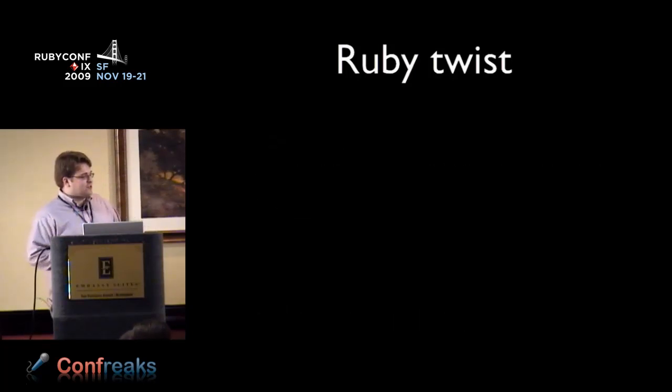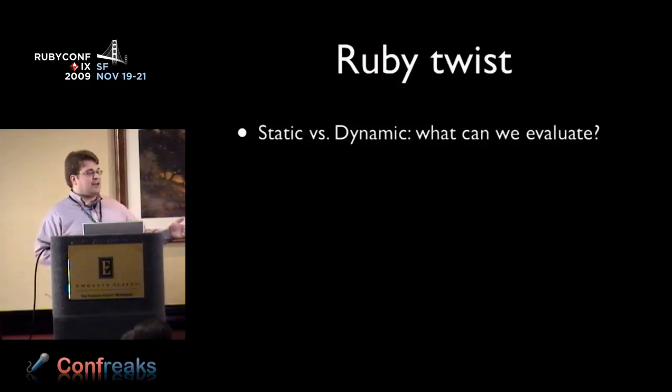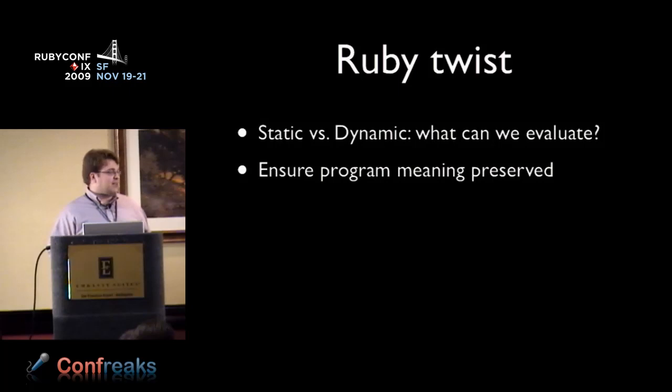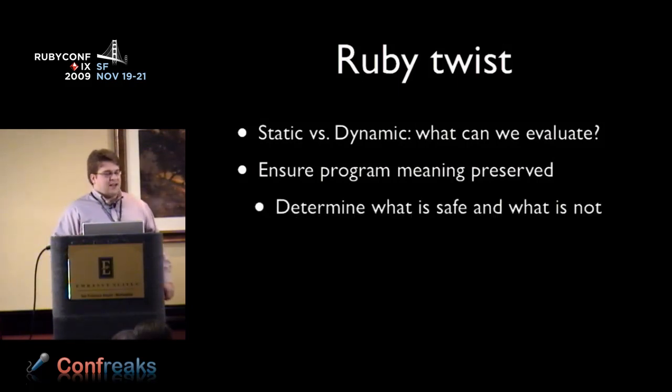But it's not all simple stuff. We still need to figure out what we know statically versus what is only known at runtime. It makes a big difference, and trying to figure that out automatically is not a trivial task. We need to ensure that the meaning of the program is preserved, because of course we could write a very fast compiler that made all programs return zero, but that wouldn't be a very useful compiler. And so we need to determine what is and what is not safe. This has to do with looking at side effects, what functional programmers would call side effects, and making sure that the input and output that we get out of the program is going to be the same for both the original program and for our partially evaluated program.